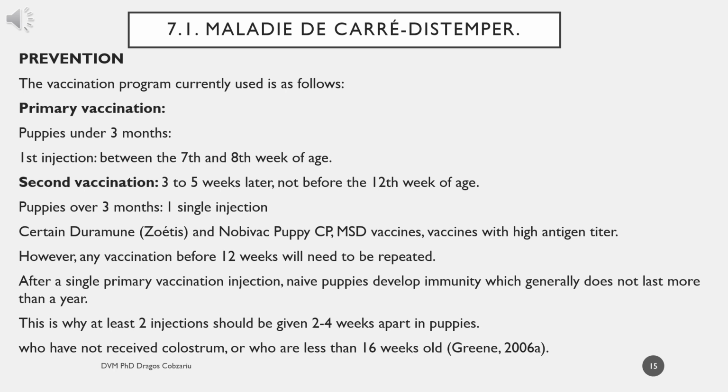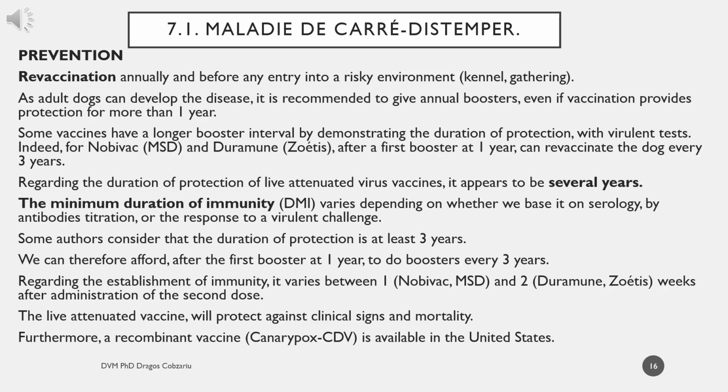After a single primary vaccination injection, naive puppies develop immunity which generally does not last more than a year. This is why at least 2 injections should be given 2 to 4 weeks apart in puppies who have not received colostrum, or who are less than 16 weeks old. Green, 2006a. Prevention. Reminder: annually and before any entry into a risky environment, kennel, gathering.